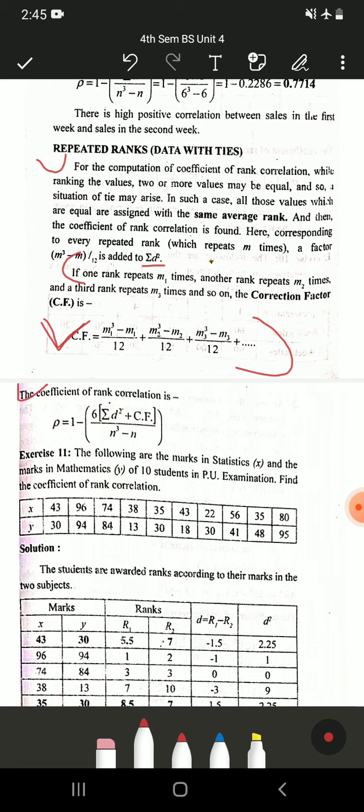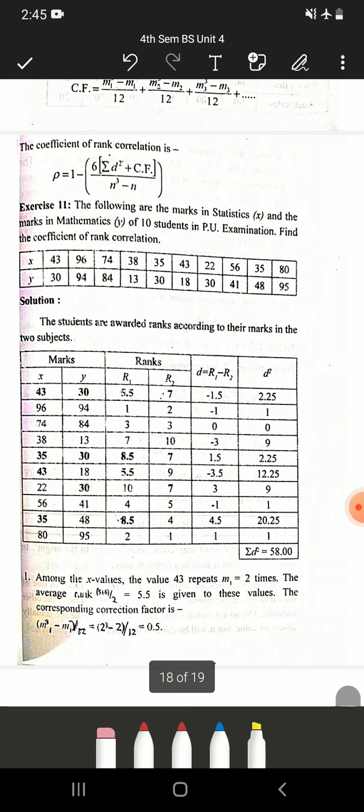Therefore, the coefficient of rank correlation is rho equal to 1 minus 6 times the summation d square plus correction factor, divided by n cube minus n. So the formula is the same except we are adding the correction factor. So this formula is used when there are repeated ranks or data with ties. So we'll see one problem.